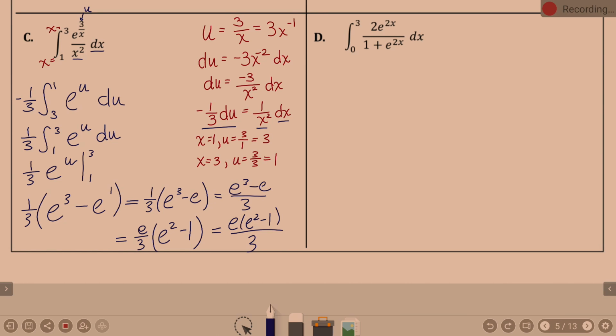Why can't it be that? If we do e to the 2x, then we need to be able to have the derivative of something. If we just do e to the 2x, the derivative of e to the 2x is going to be 2e to the 2x, but then we've got this 1 here, but it's the entire derivative, so the derivative of the 1 is 0.